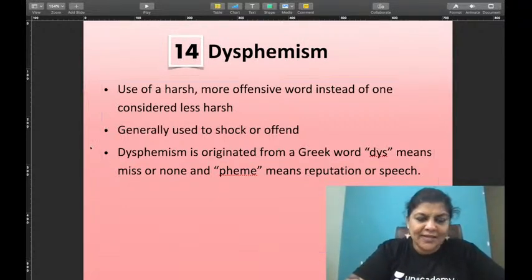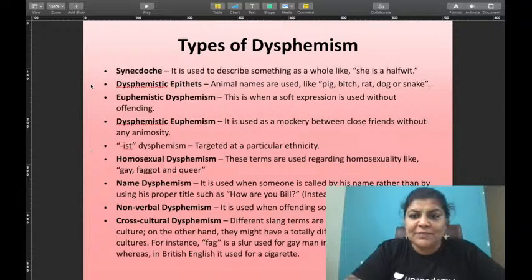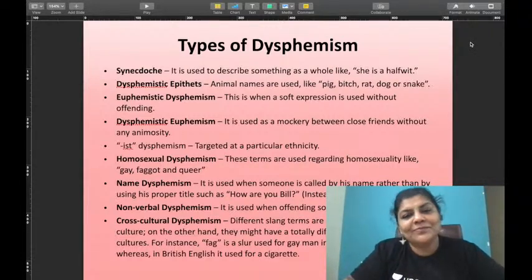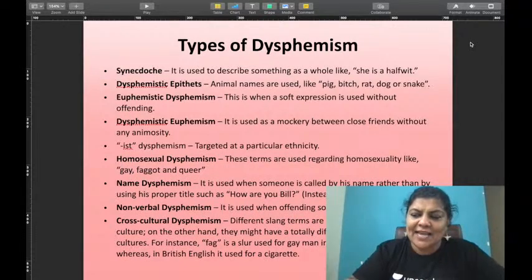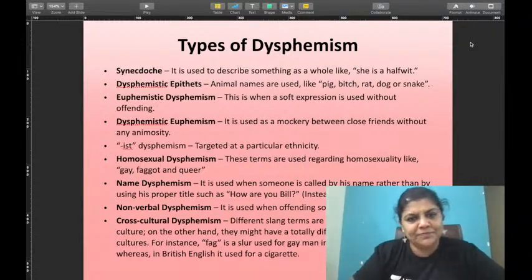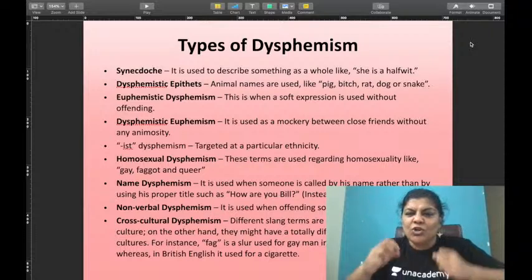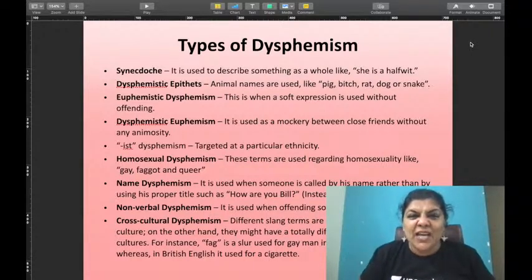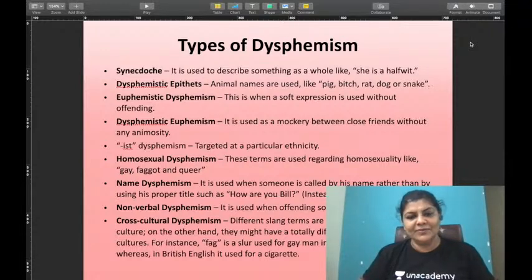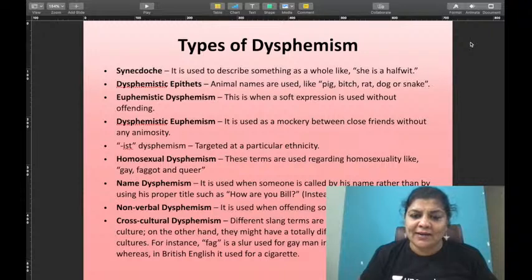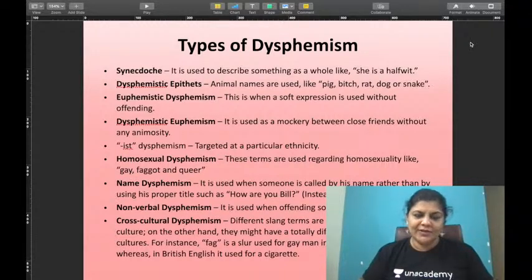Did you understand? Look at this now. Types of dysphemism. So many examples I've given. To say that she is not that great, you say she is a half-wit. Somebody may not be a fool. He just made a mistake. But you say he is a fool. That is dysphemism. You call people dog, pig, all these words. That is dysphemism. Any form of verbal abuse can be dysphemism. Calling a Negro by a slur is dysphemism. Did you understand?